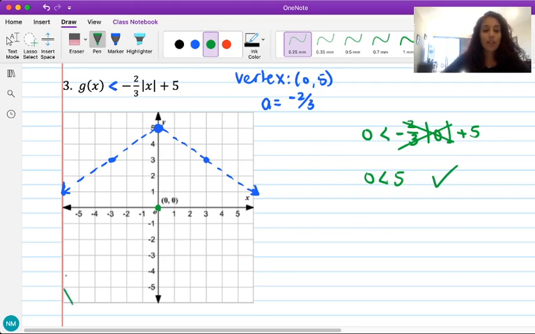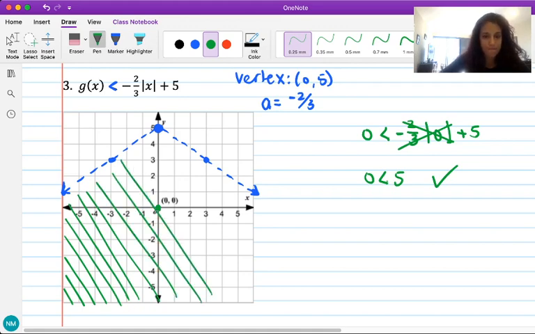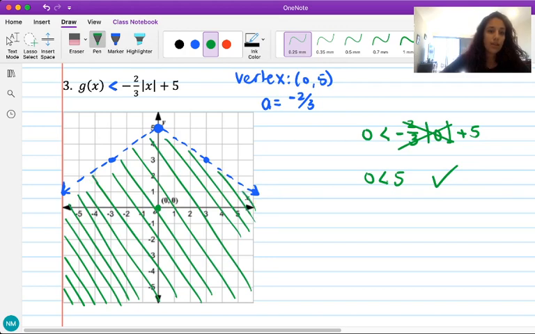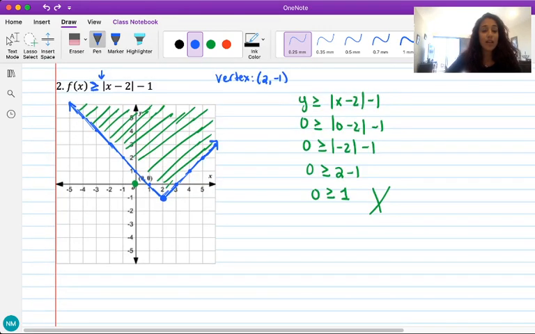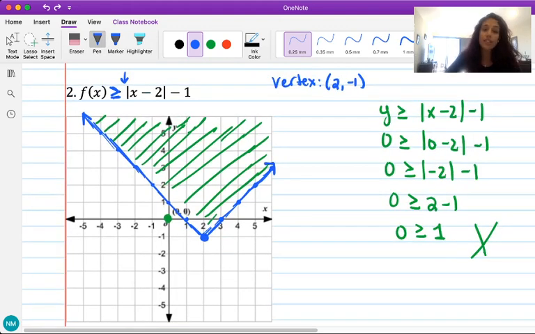So I shade everything inside of the V of the absolute value function. And I always make sure that they are approaching it because it's everything from this infinitely. Now, keep in mind, for this function right here, the actual points on the absolute value function, on the V itself, are not part of my solution set, but everything in the green is. Versus this one, it's everything shaded plus the actual function itself because it is solid.